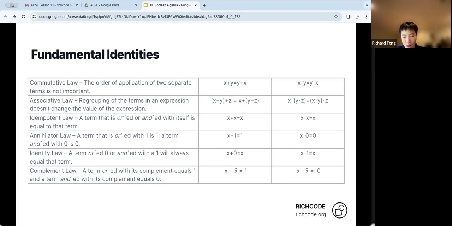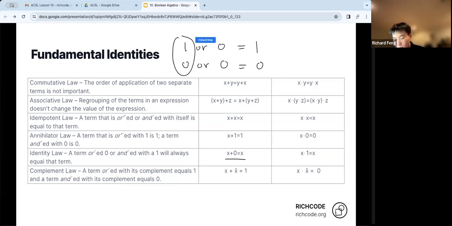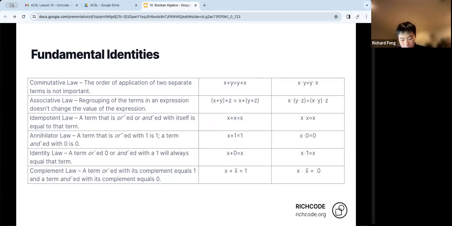Next one is the identity law, which states a term that is ORed with 0 or ANDed with 1 will always equal that term. So let's look at this case. It's easier to see with a truth table. 1 or 0 is equal to 1 because one of them is true. And 0 or 0 is equal to 0. So basically the result is equal to the initial value of x, as you can see.